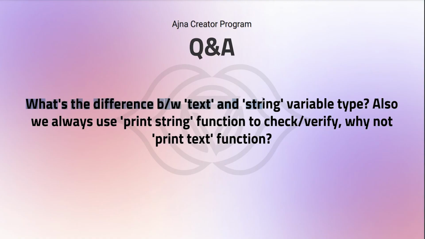So what's the difference between a text and a string variable type? Also, we always use the print string function to check and verify. Why don't we use a print text function? For this, you need to understand the difference between a normal variable data type, text, and a string, right?